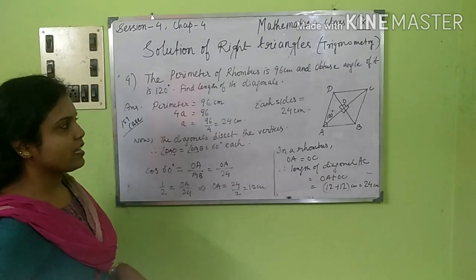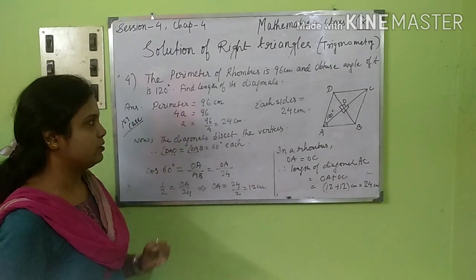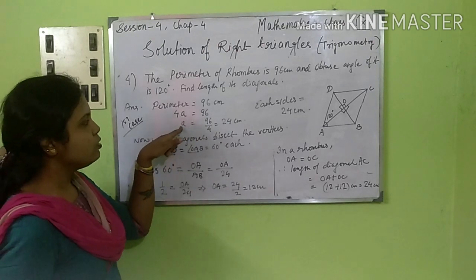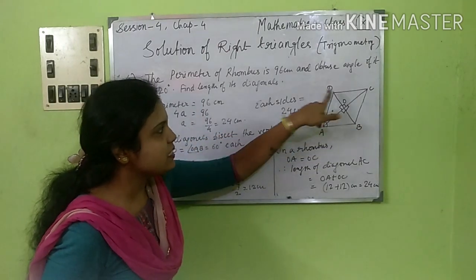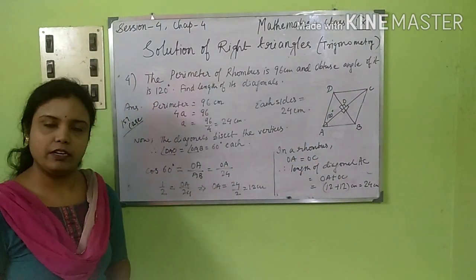Now let's come to the point that the perimeter is given as 96 centimeters. So we know 4 sides means 4a equal to 96. So each of the sides we are getting as 24 centimeters. That means AB, BC, CD and DA all measure 24 centimeters.